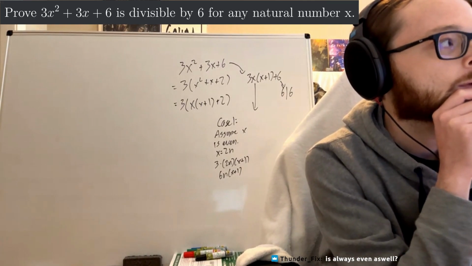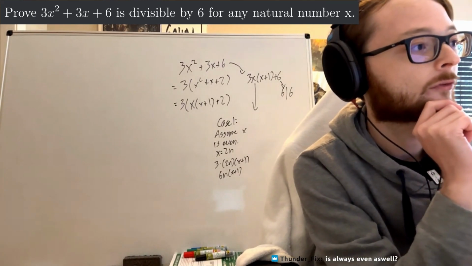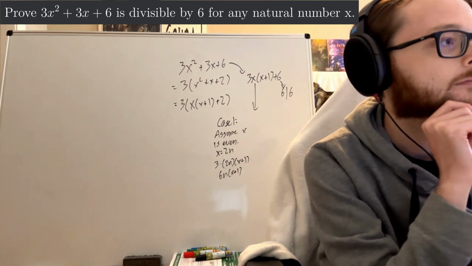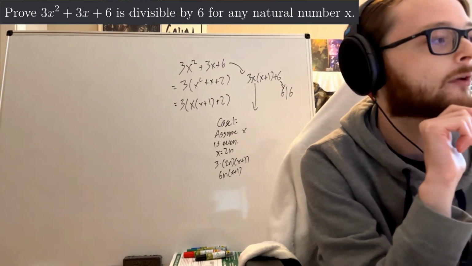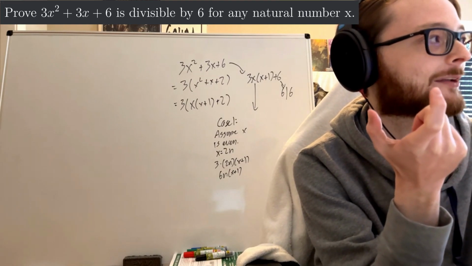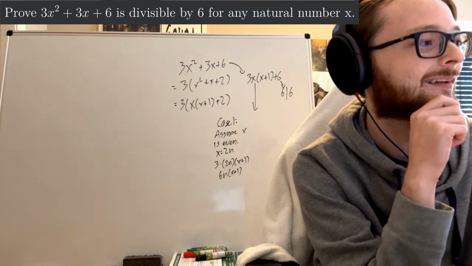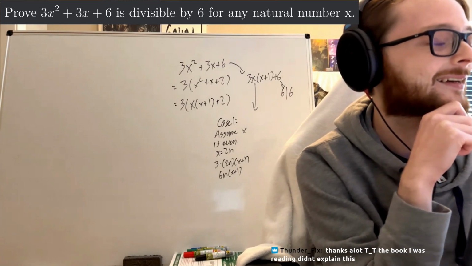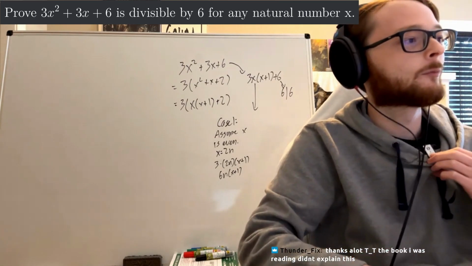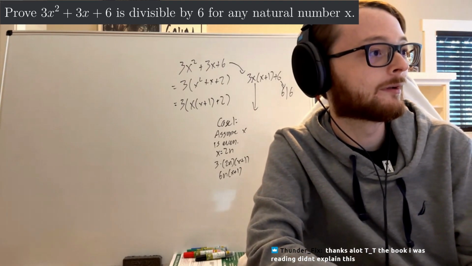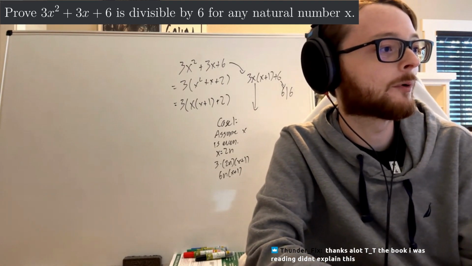x plus 2 times x plus 3. Yes, because those are still two consecutive integers, as long as the difference between them is 1. Or if the difference between them is an odd number, I guess, then one must be even, one must be odd. If it was like x plus 2 times x plus 4, then they're always the same. They're always both even or both odd.